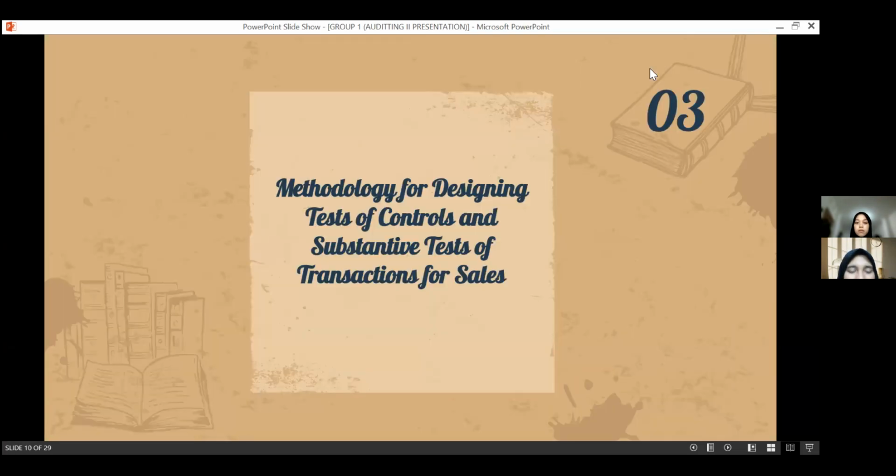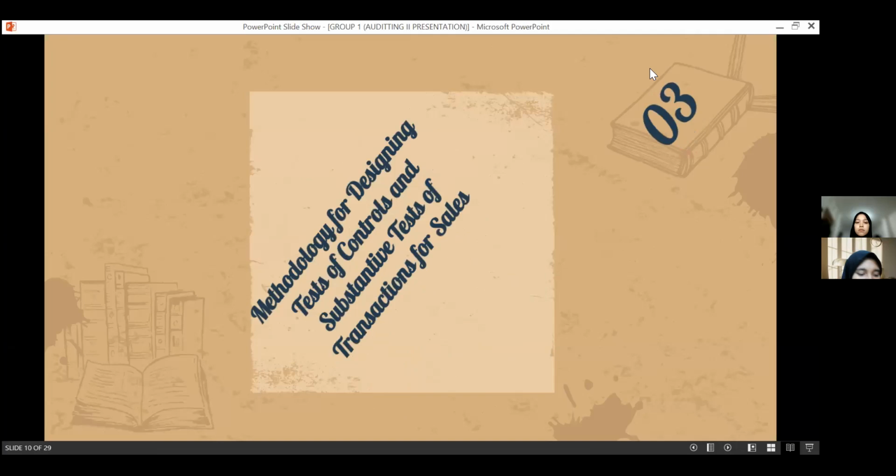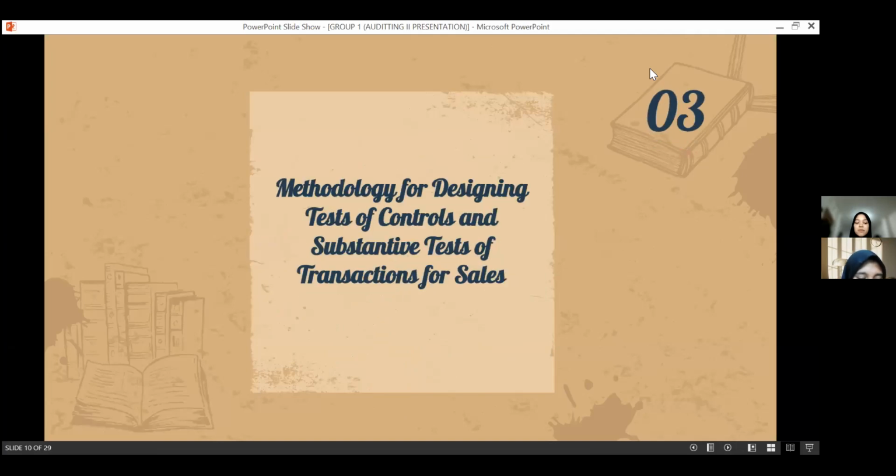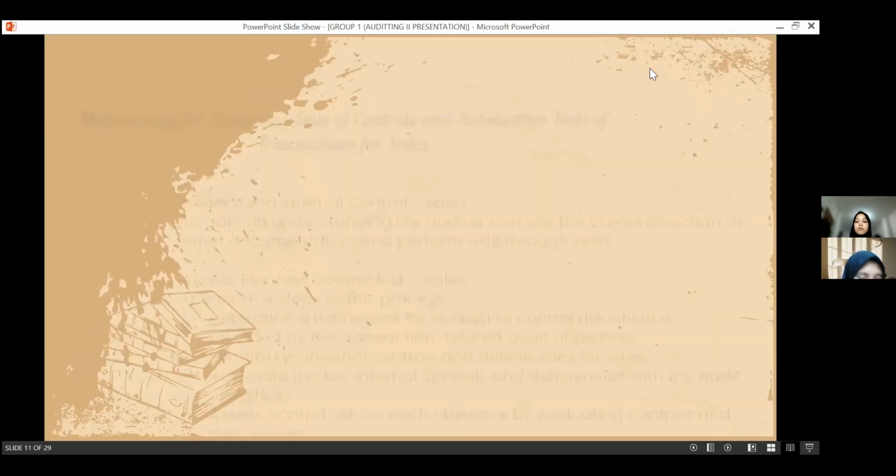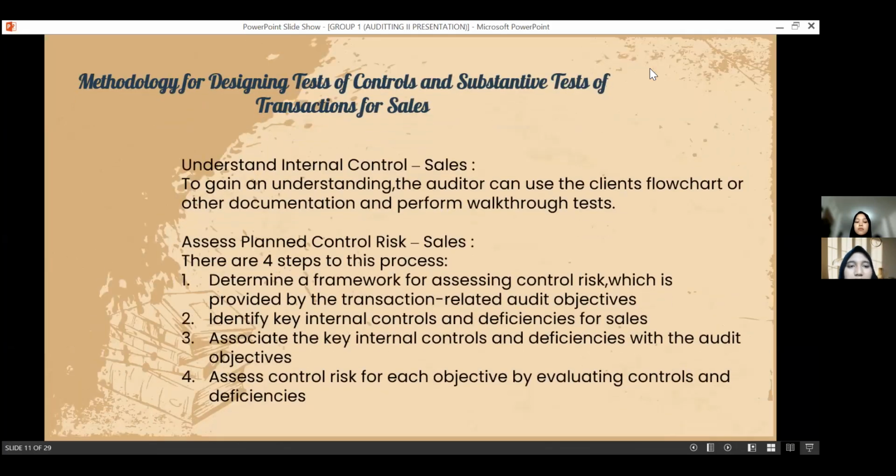Next. Methodology for designing test of control and substantive test of transaction for sales. Understand internal control of sales. To gain an understanding, the auditor can use the client flowchart or other documentation and perform walkthrough tests.